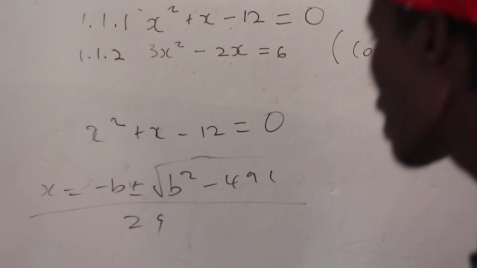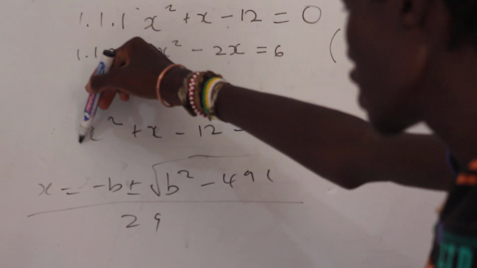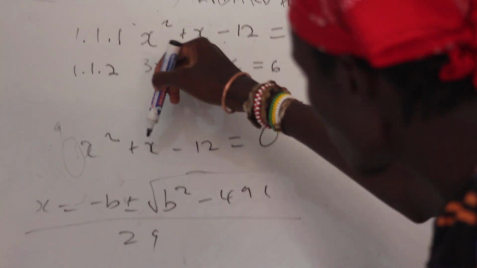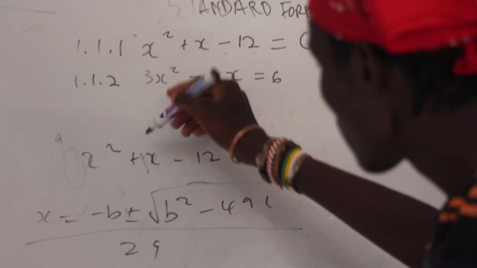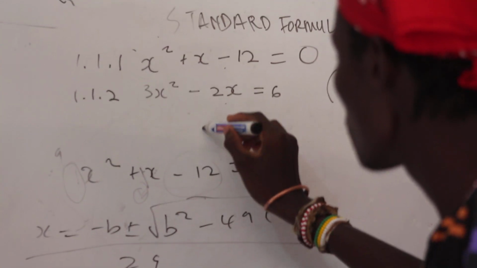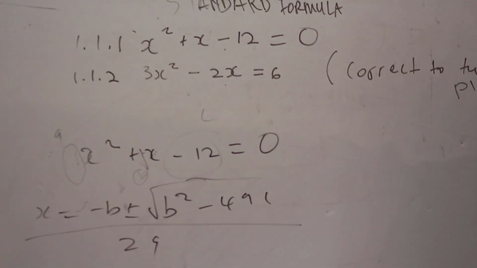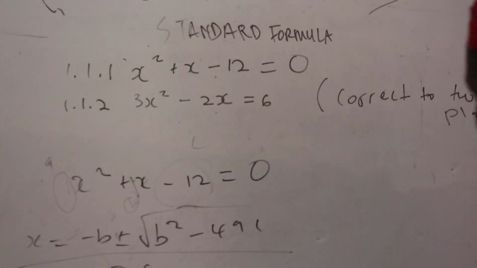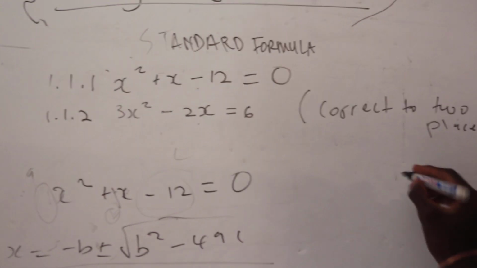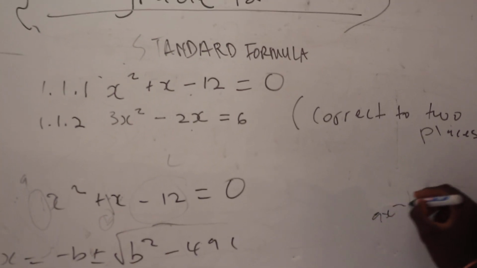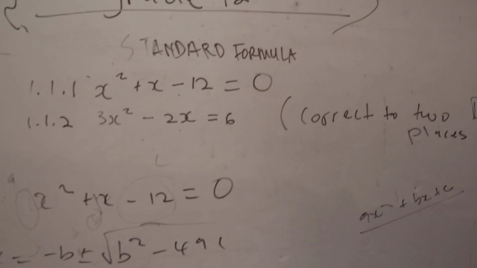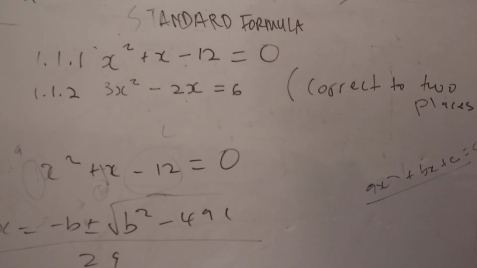Then I told you guys, what is the coefficient of x squared? It's 1. So 1 will be your a. What's the coefficient of x? It's 1. So this is going to be your b. Then here we have negative 12, and that's going to be your c. Where do I get the a, b, c? From the standard formula, which I gave out before. Our standard formula is still ax squared plus bx plus c equals 0, right?